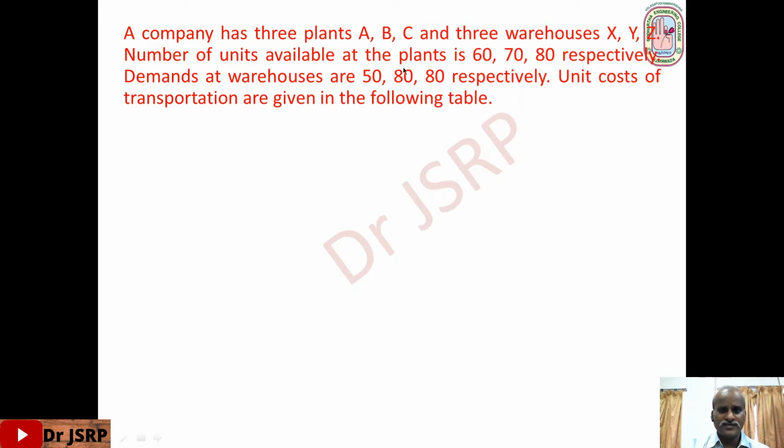The number of units available at the plants is 60, 70, 80 respectively. At the first plant A, the available amount is 60 units, at B 70 units, at C 80 units. Demands at warehouses are 50, 80, 80 respectively. That is, at warehouse X, the requirement is 50, at Y 80, at Z the requirement is 80. So demand means requirement. Unit costs of transportation are given in the following table.